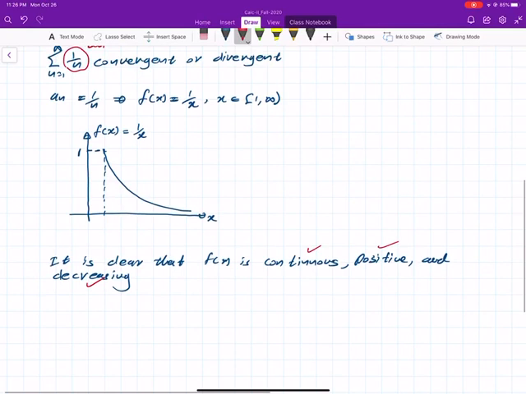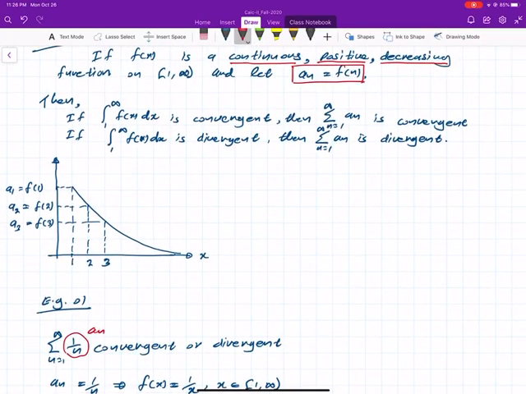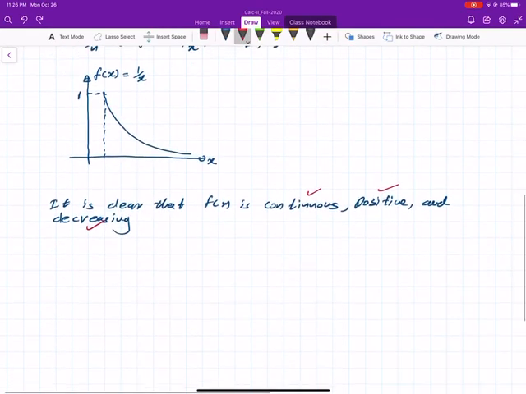Now, according to this definition, you have to integrate f of x with respect to x from 1 to infinity. If it is convergent, this series is also convergent. So that's the routine that we follow. So I'm going to integrate this.